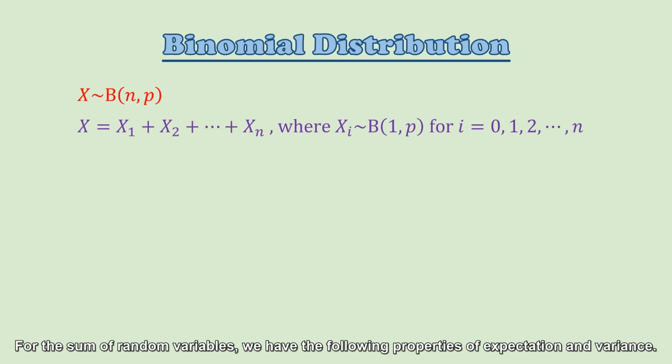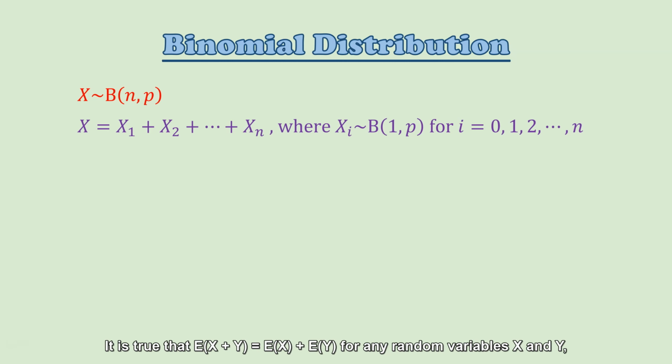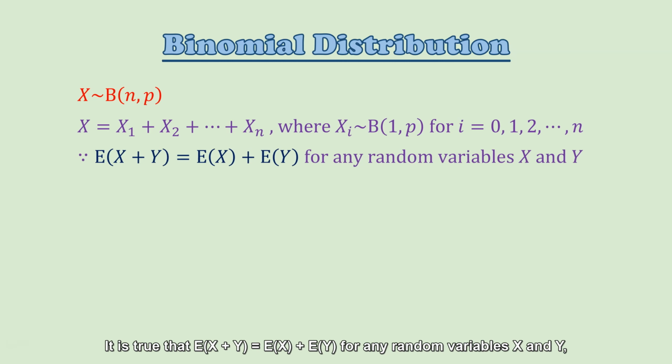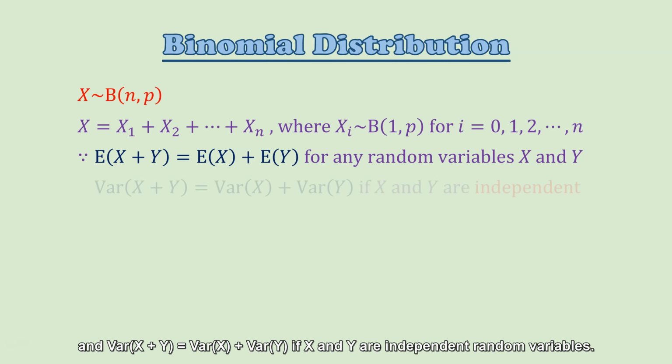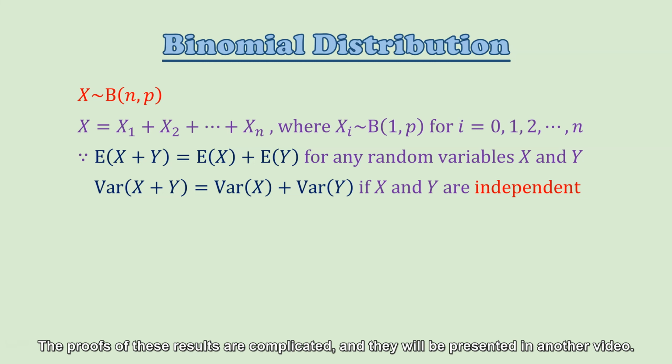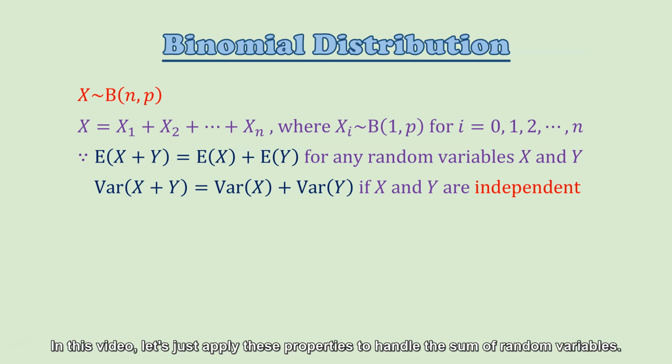For the sum of random variables, we have the following properties of expectation and variance. It is true that the expectation of X plus Y is equal to the expectation of X plus the expectation of Y for any random variables X and Y. And the variance of X plus Y is equal to the variance of X plus the variance of Y if X and Y are independent random variables. The proofs of these results are complicated, and they will be presented in another video. In this video, let's just apply these properties to handle the sum of random variables.